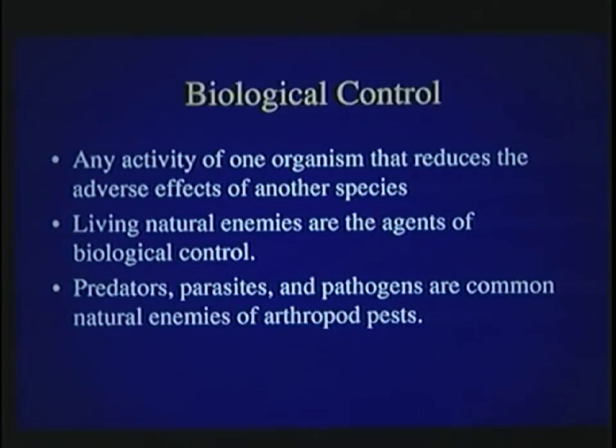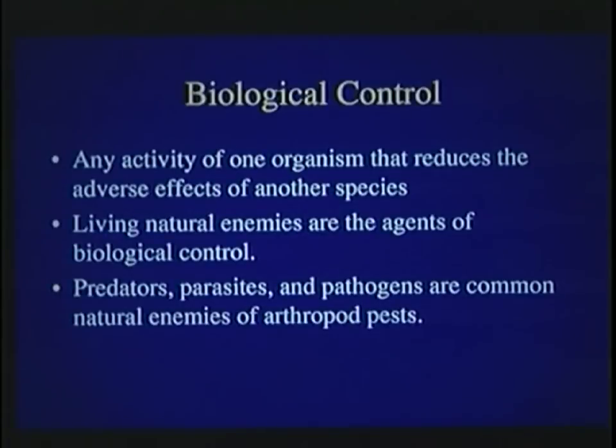And biological control is any activity of one organism that lowers the population levels of other organisms. The living natural enemies are living organisms that cause biological control, and they cause it by predation, so that means hunting down and feeding on other organisms, or as parasites, so they would parasitize pest organisms, or as pathogens.